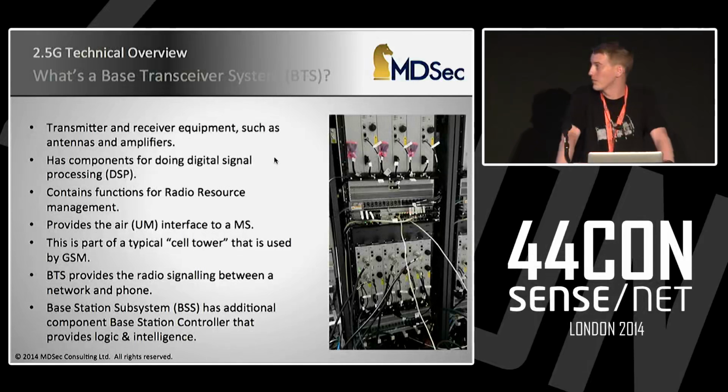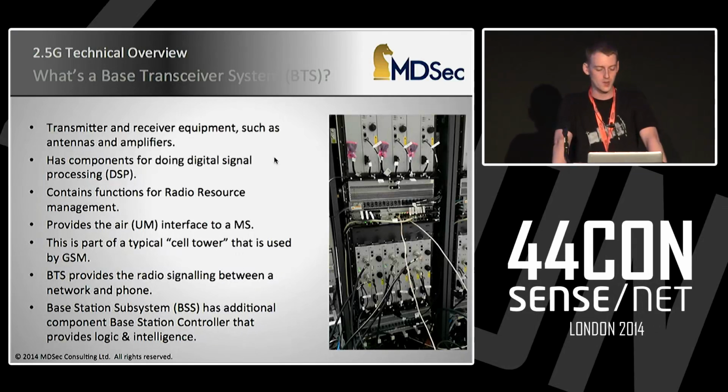It's more about the base transceiver system, or BTS. So it's more looking at the transmitter and receiver equipment, such as the antennas and amplifiers. A BTS has components for doing DSP, digital signal processing. It contains functions for radio resource management and provides the air interface to an MS, or mobile phone.